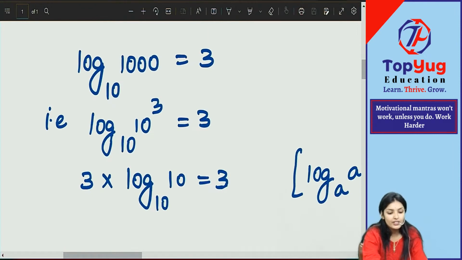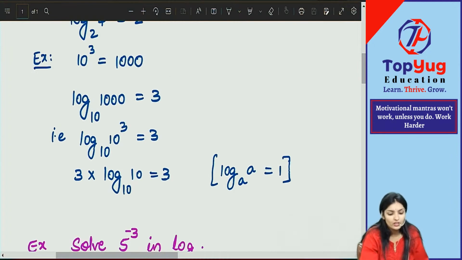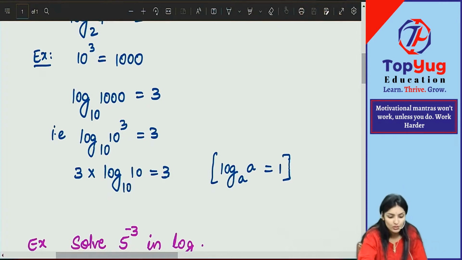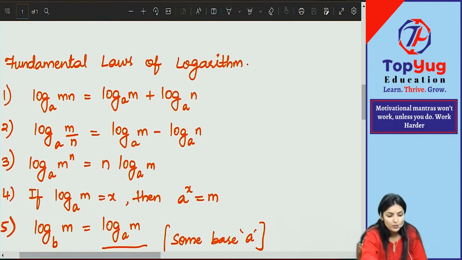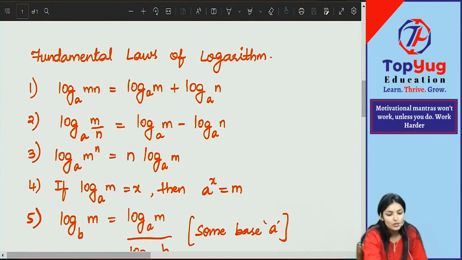So I have written this like this. 1000 ko can I write it as 10 cube? Now there is a formula over here. The formula we will be doing further, so I'm not repeating this. I'll repeat once I'm done with the formulas. So I have written something solve karke. But before that, let me talk about the fundamental laws of logarithm.